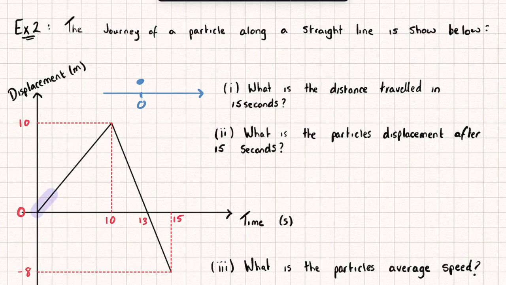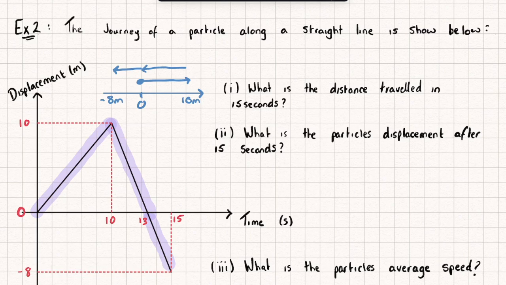In the first 10 seconds, it moves to the right by 10 meters. So it's got a displacement of 10 meters. Then from 10 to 13 seconds, its displacement decreases until it must be back at the origin again with a displacement of 0. And then its motion continues for another 2 seconds until it reaches a displacement of negative 8, which means it finishes its motion 8 meters to the left of where it started.